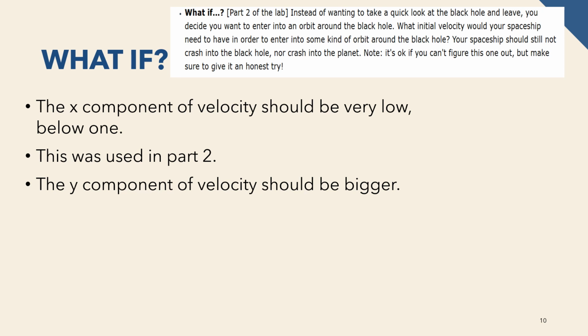Basically, that's what we observed in part 2. As you can see, my velocity was negative. It should be less than 1. And like I said, that was used in part 2. And then the y component of velocity should be a lot bigger. Once again, that could be observed in my initial components for part 2. My y component was a lot bigger than my x component.